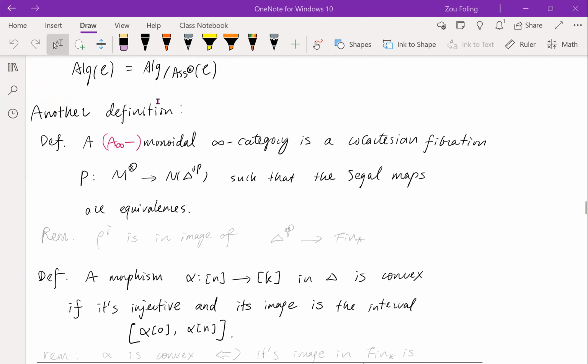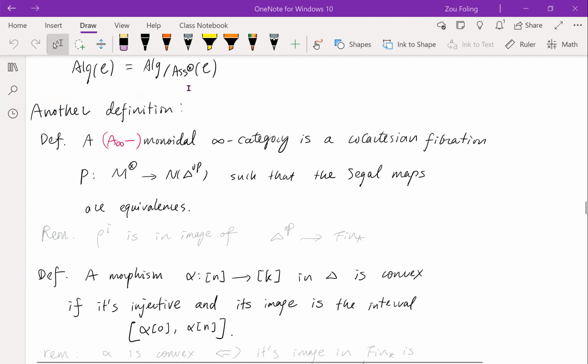And another more common definition of a monoidal category is the following, and I'll call it A infinity monoidal, just to distinguish it from the notion before. It's also a notion in higher algebra. An A infinity monoidal infinity category is a co-Cartesian fibration over the nerve of delta op, such that the Segal maps are equivalences.